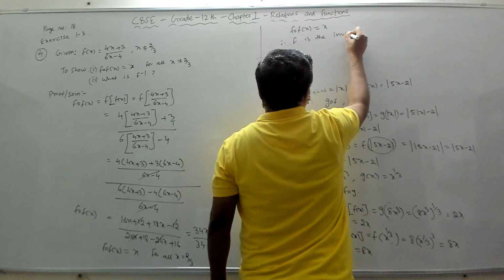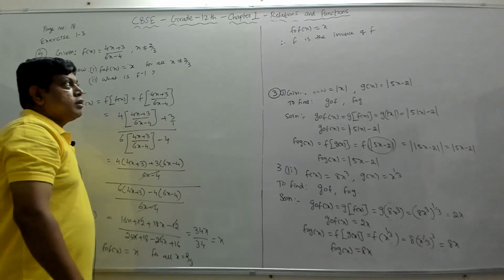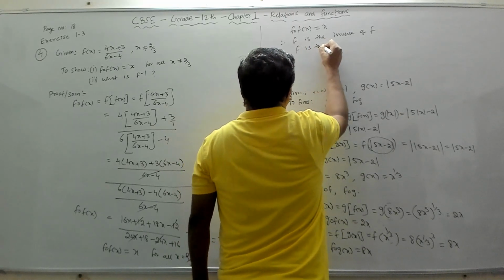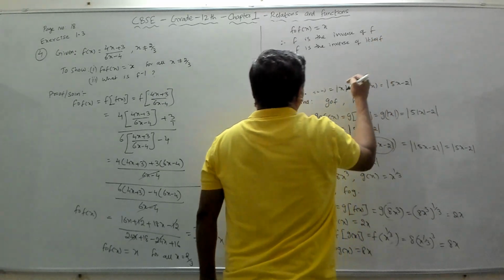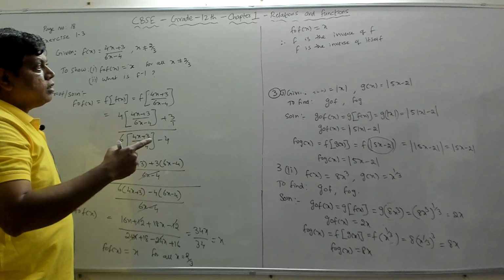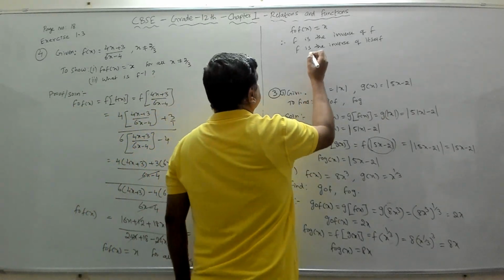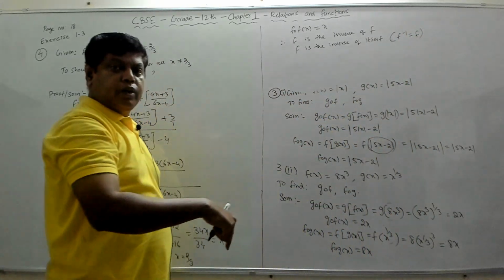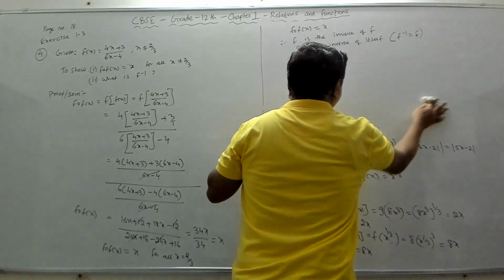f is the inverse of f, which means the function f itself is the inverse of itself. F is the inverse of f means what? F is the inverse of itself. For the f, the function f is the inverse, which means your f inverse equal to f. In other words, your f inverse equal to f, which means the function and the inverse are the same function. They are one and the same function. Fine. So this completes your second part.